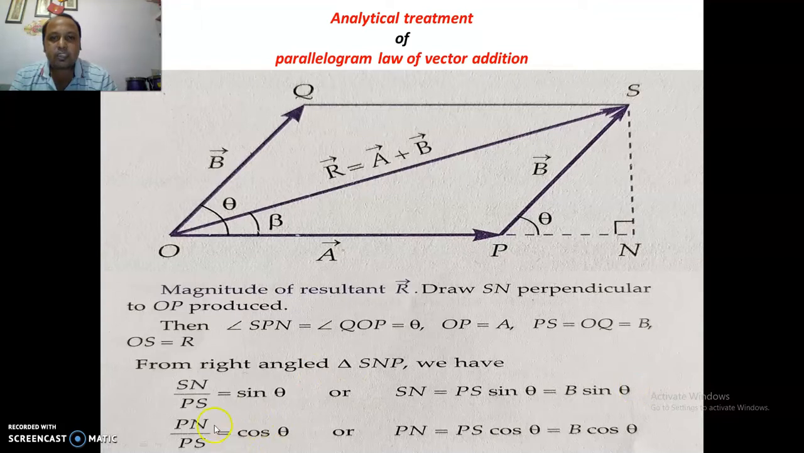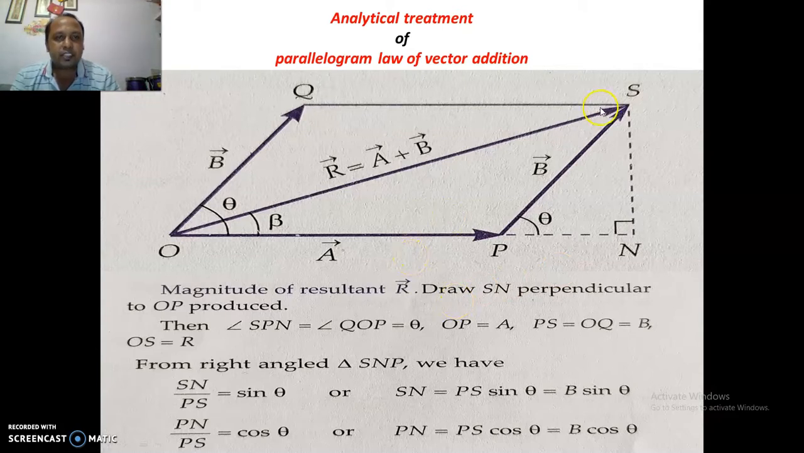In the same way, cos theta can be written as PN upon PS. So the value of PN can be given by PS cos theta, and PS is of length B, so it is B cos theta. So SN is B sine theta and PN is B cos theta. So we have these two relations.